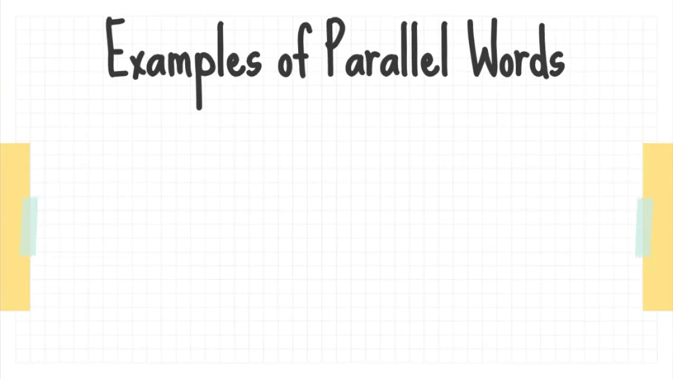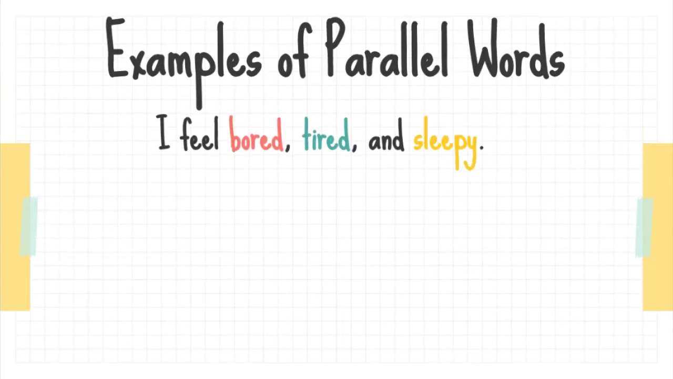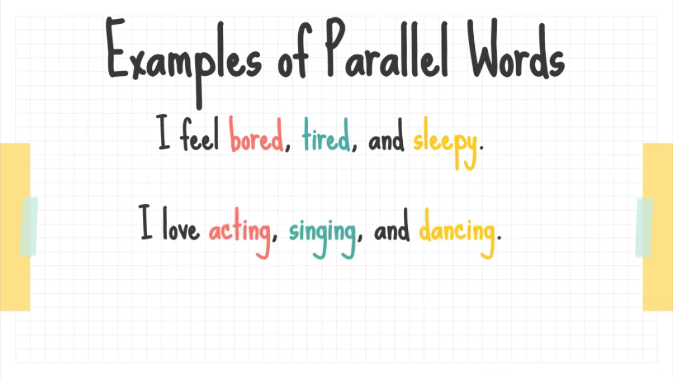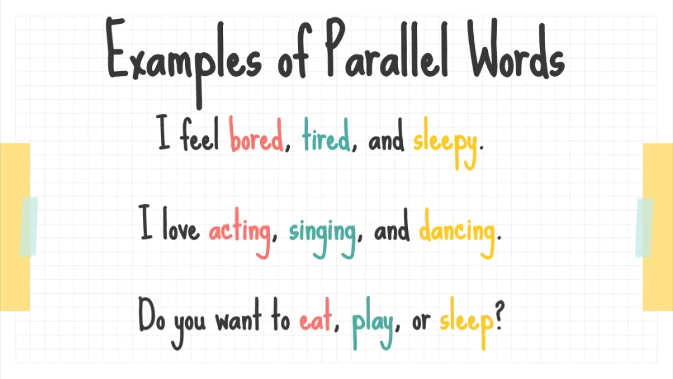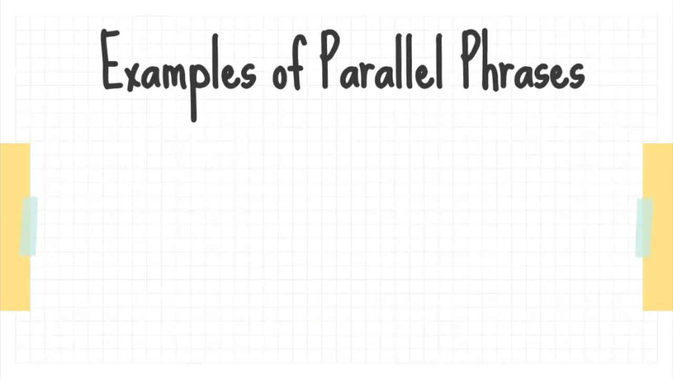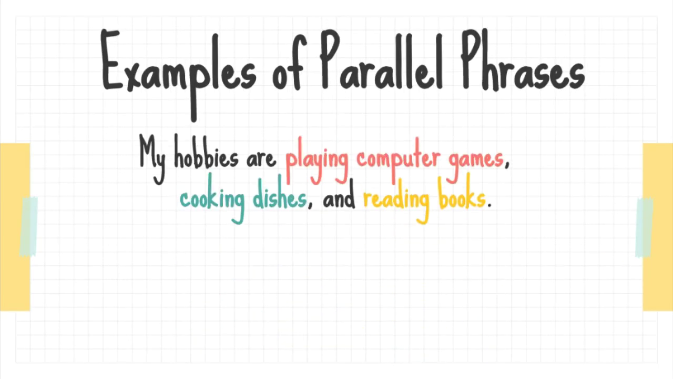So here are some examples of parallel words. I feel bored, tired, and sleepy. I love acting, singing, and dancing. Do you want to eat, play, or sleep? A strong sentence is composed of balanced parts that all have the same structure. Examples of parallel phrases. My hobbies are playing computer games, cooking dishes, and reading books.